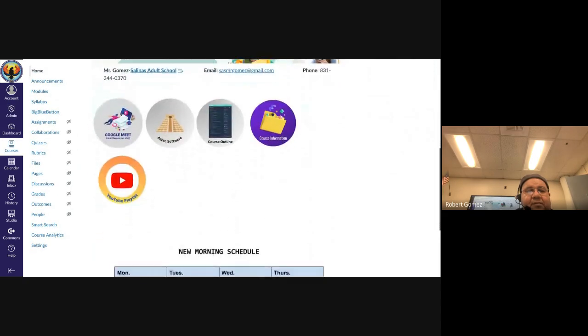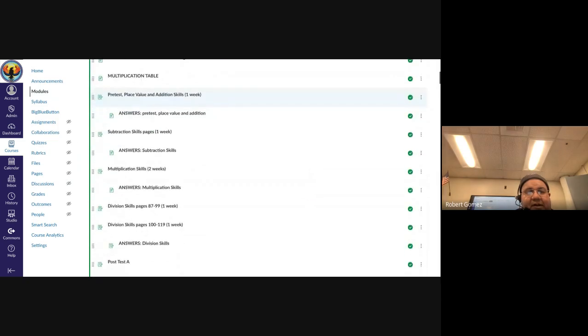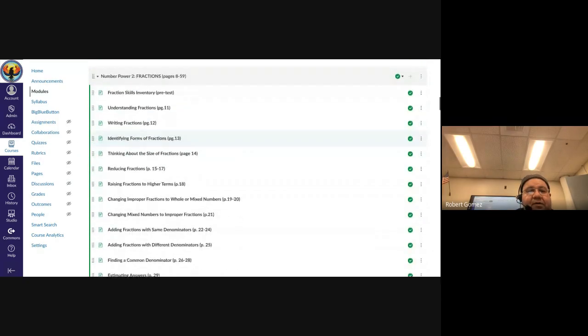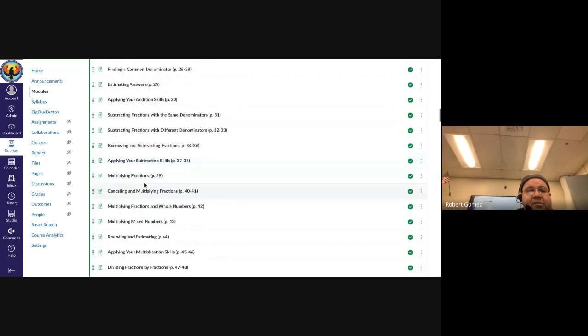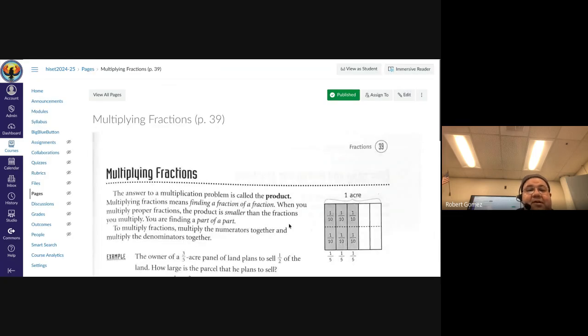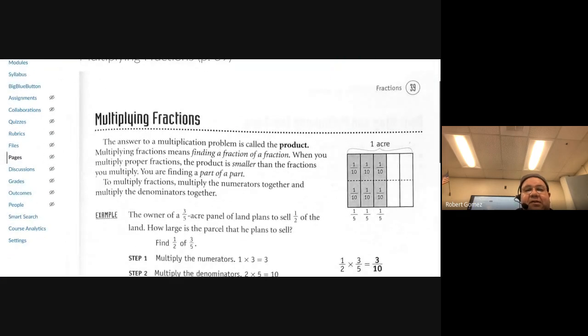So let's see. I'm just gonna have to go into my old Canvas course. But like I said, I'll put it up there as soon as I can. Here we go. Multiplying fractions. Now look at this. They dedicate like one page to this, you guys.